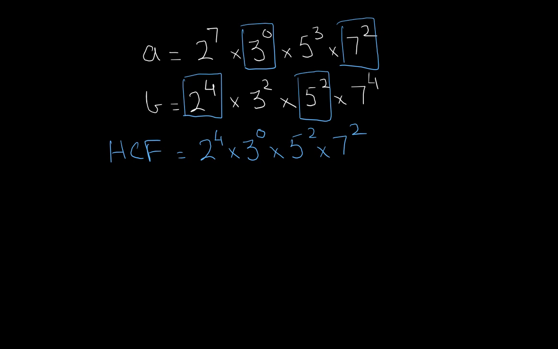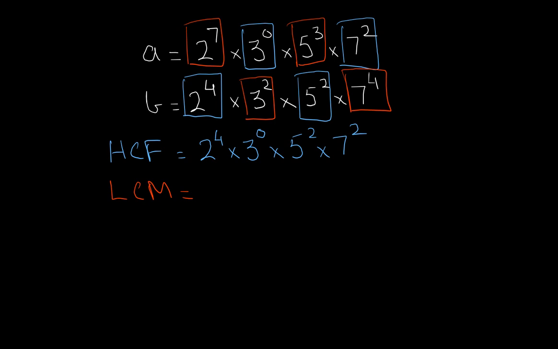So let's think about the LCM. If you look at the LCM of these two numbers, remember I'm picking out the highest powers. So if I pick out the highest powers, then clearly I'm going to get 2 raised to the power 7, 3 raised to the power 2, 5 raised to the power 3, and 7 raised to the power 4. So the LCM is going to be 2 raised to the power 7 times 3 raised to the power 2 times 5 raised to the power 3 times 7 raised to the power 4.